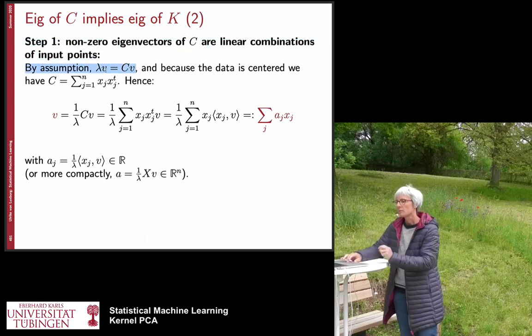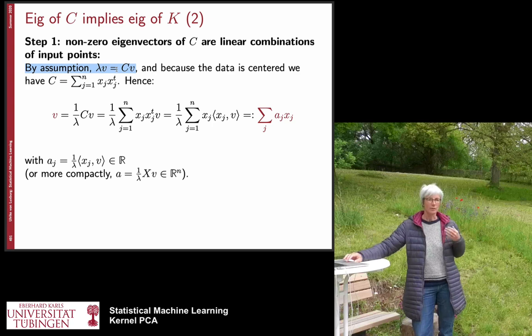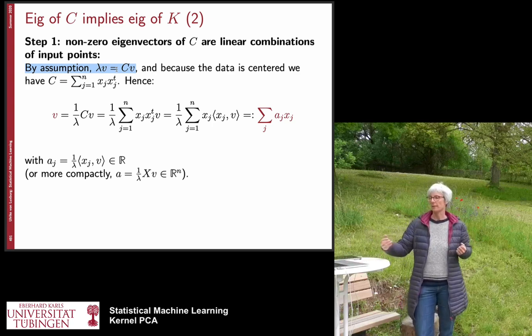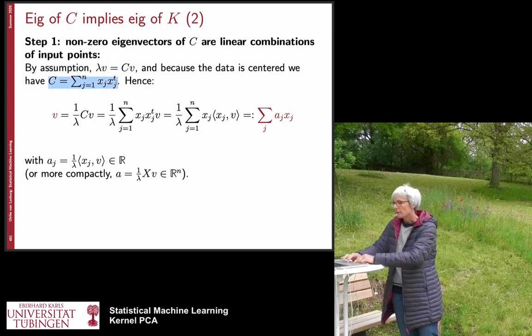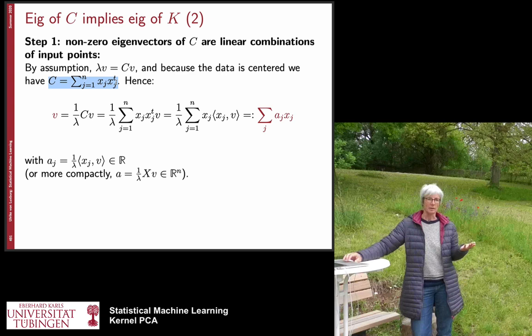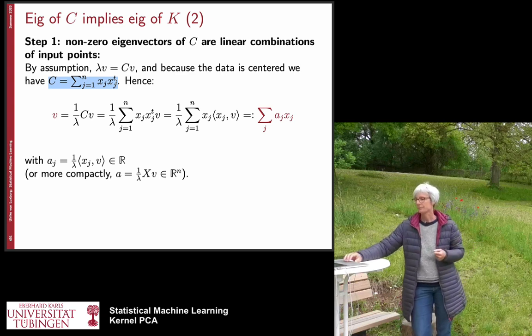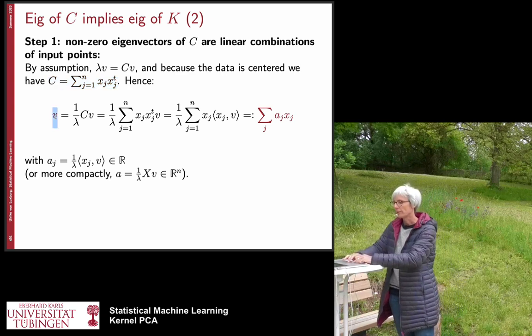By assumption we know lambda V is C times V, because we assumed that V is an eigenvector of the covariance matrix, so this is the equation that states that. And we know that the data is centered, hence the covariance matrix is given by this formula that we have already seen before. So now let's start. We start with V.